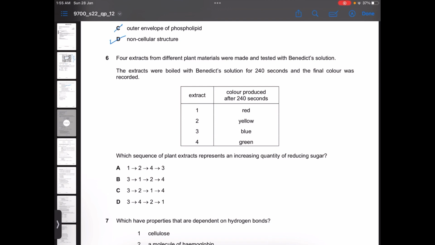1 is red, 2 is yellow, green, 3 is blue, 4 is green. Which sequence of plant extracts represents an increasing quantity of reducing sugar?